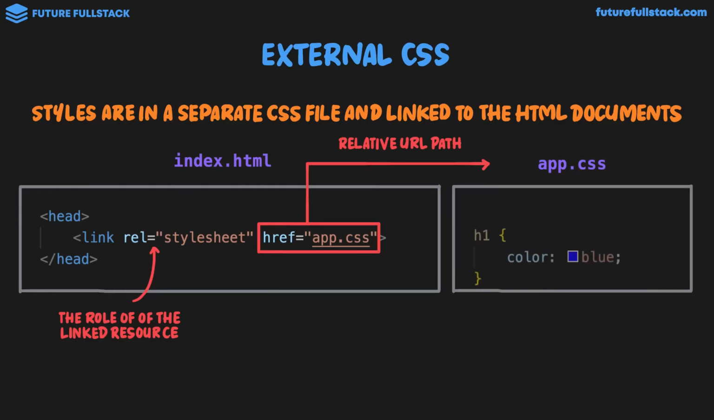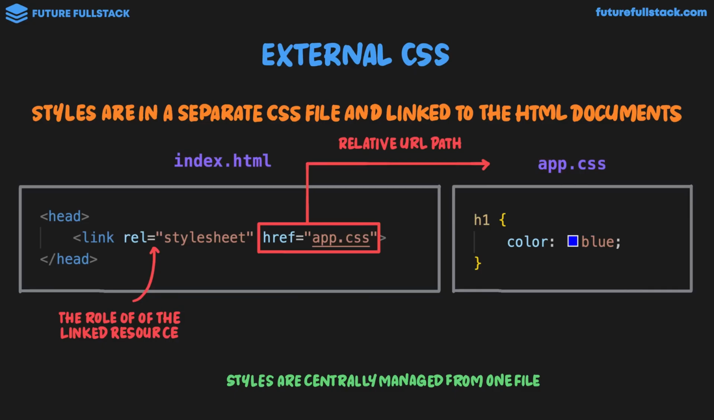In this example, inside the app.css file, we are selecting the h1 element and applying the color property with the value blue. Now, with external CSS, our styles are centrally managed from one file. This is good practice. All we need to do now, whenever we add a new page, is reference the same style sheet by including the link element in the head of the page. For example, the register.html page would have the same link. And so too with the login.html page.